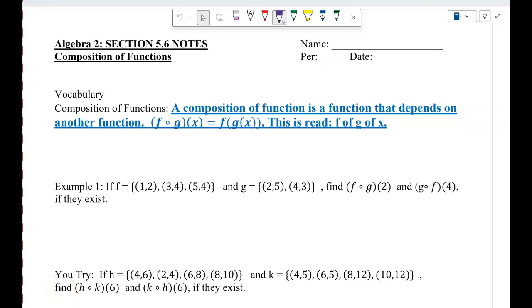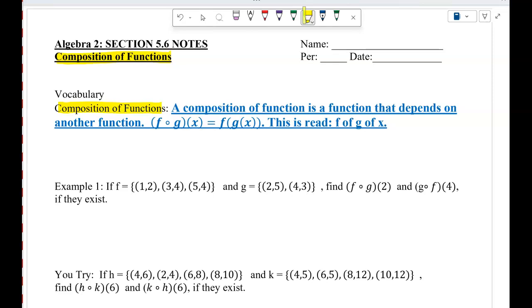Hi guys, so this is 5.6 notes, okay? Our title today is called Composition of Functions. This is really brand new to a lot of us here in class, so make sure you really try to listen and understand this lesson. Our only vocabulary today is composition of functions.